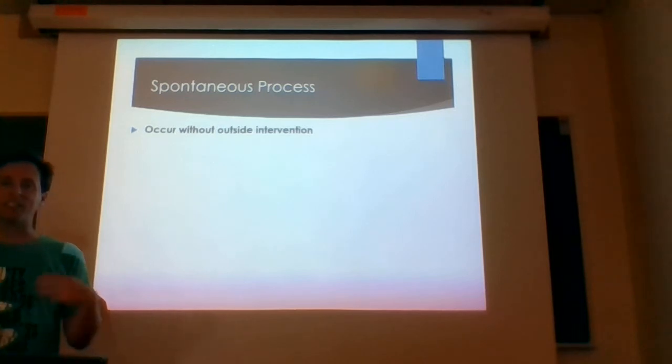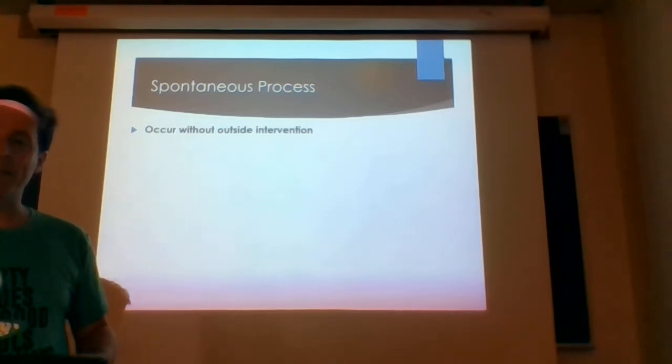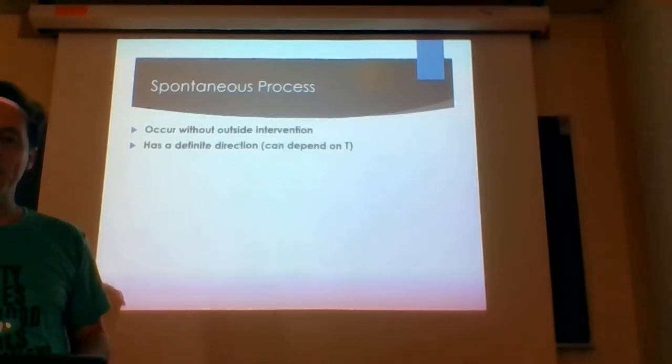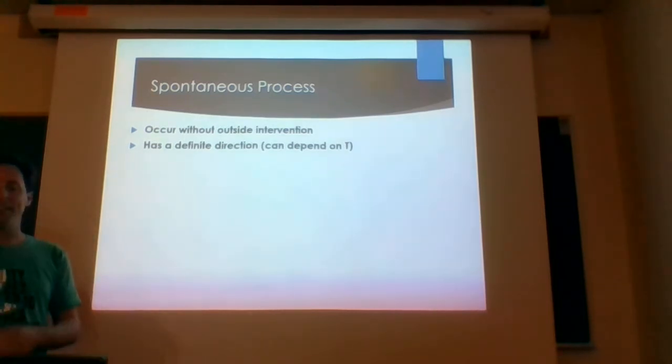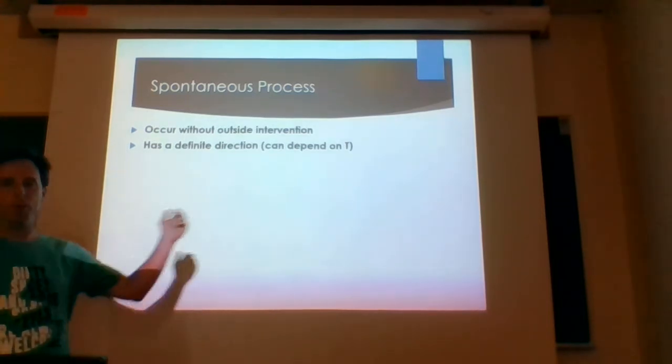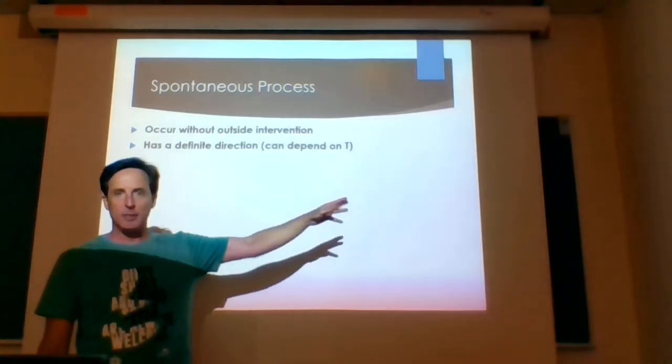When we say a reaction is spontaneous, we're asking, is it going to occur on its own without us having to do anything extra to make it happen? So a spontaneous process will occur without outside intervention. It has a direction. If I say a process is spontaneous, I typically am referring to the forward reaction where I have reactant molecules that are going to turn into products.